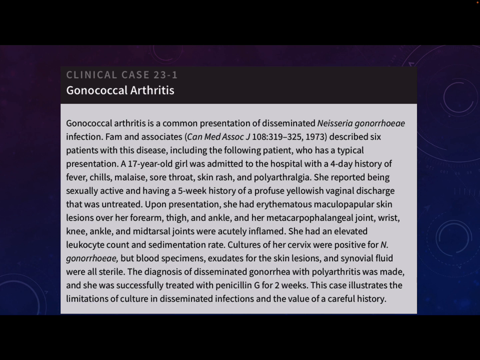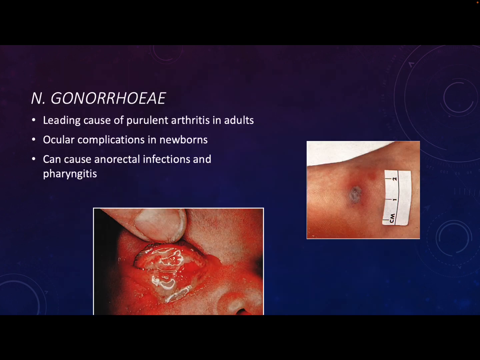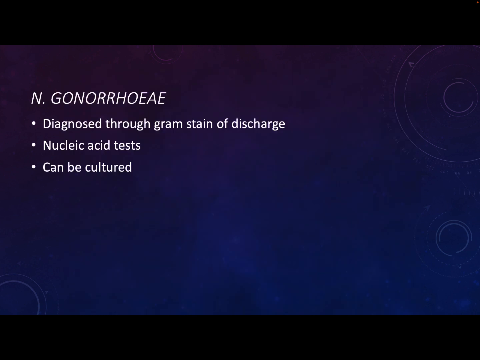This case illustrates the limitations of culture in disseminated infections and the value of careful history. You don't need a ton of bacteria in order to cause the symptoms. So that's why you can't always culture the bacteria from the area. Best diagnosis: Gram stain of discharge, showing Gram-negative diplococcus. You can do nucleic acid tests, and of course, yes, it can be cultured.